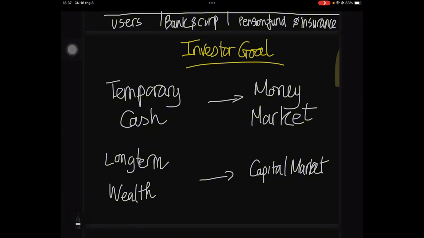Investor B, a retirement fund. The fund has obligations that extend 30 years into the future. The priority is growing assets over decades. The capital market is more appropriate. Both investors are rational. They simply have different objectives.